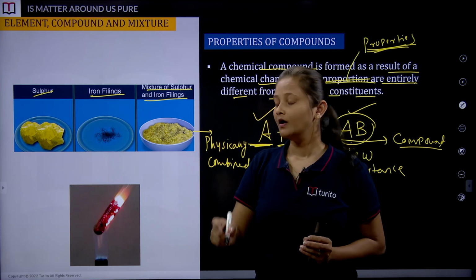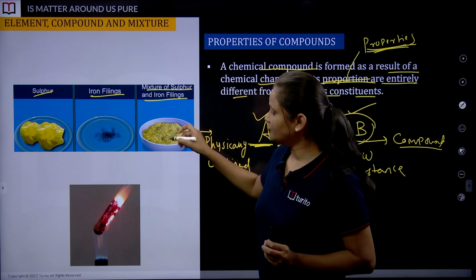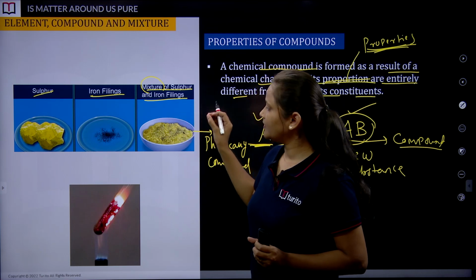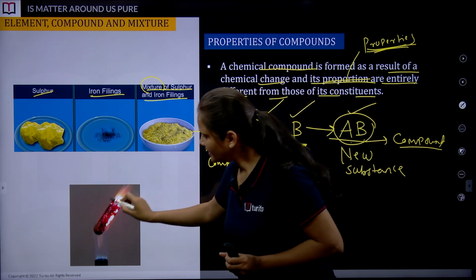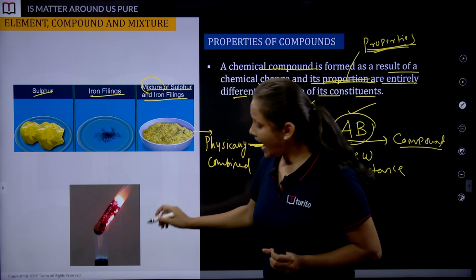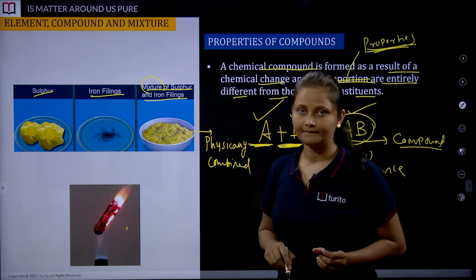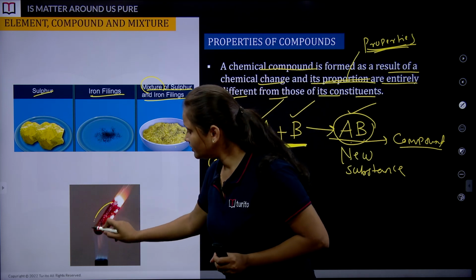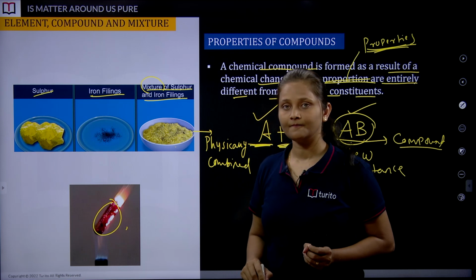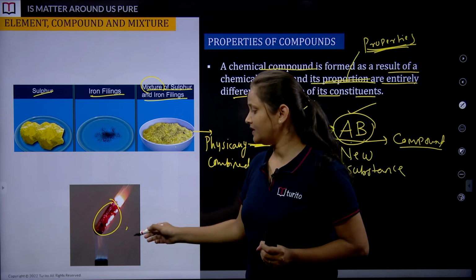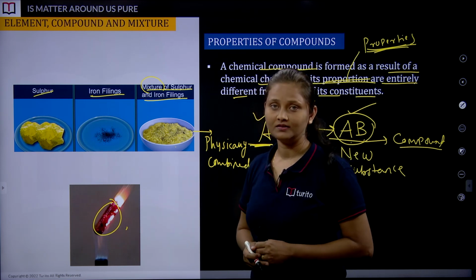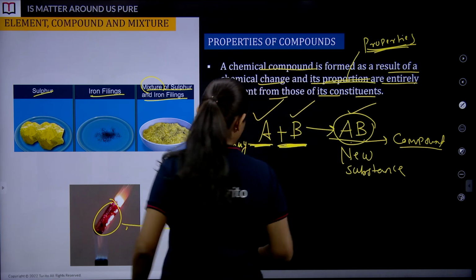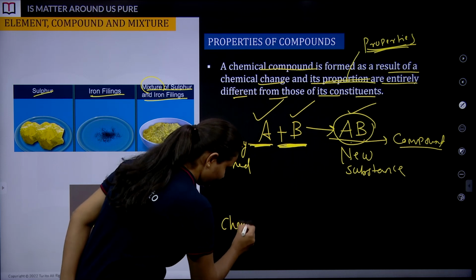But suppose I take a little amount of this mixture, I have used the word mixture, in a test tube, and there is a supply of heat. If there is a supply of heat, see, this is going to give you some different substance. Why? Because a chemical reaction is going on. Now I can say the product which we are getting here, let me write it quickly.